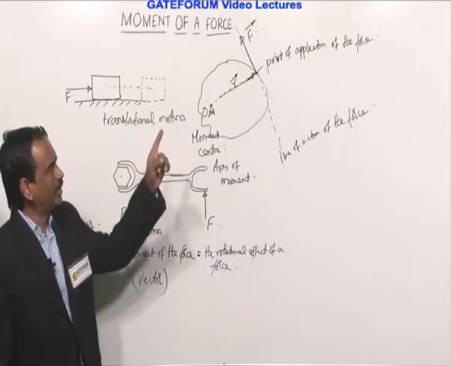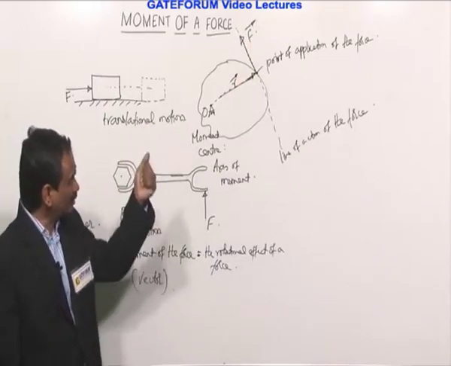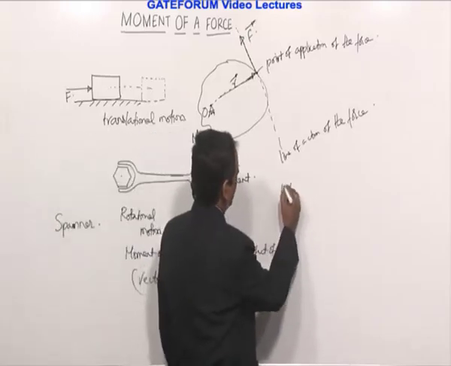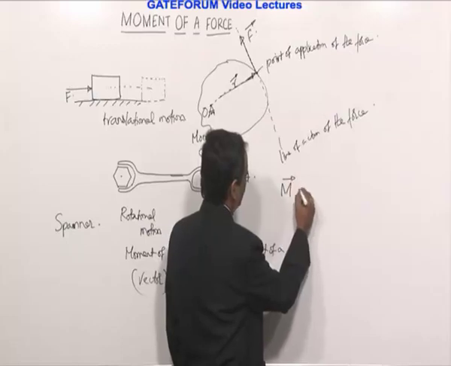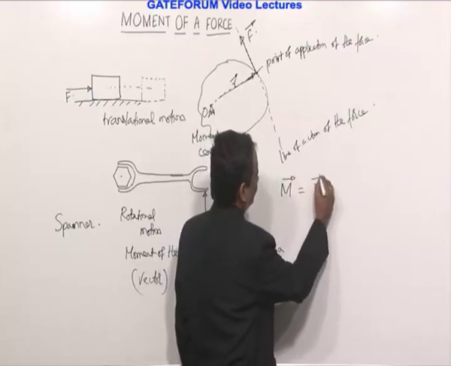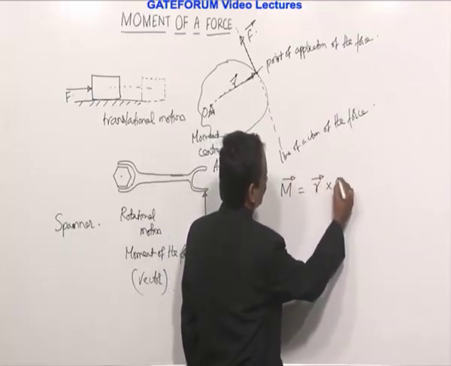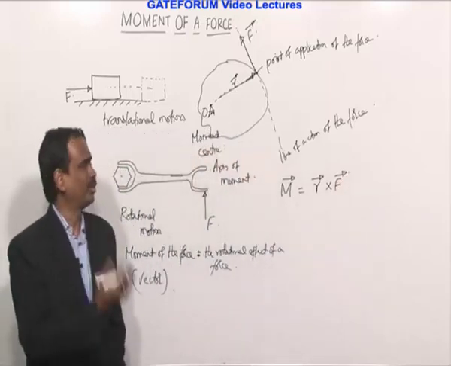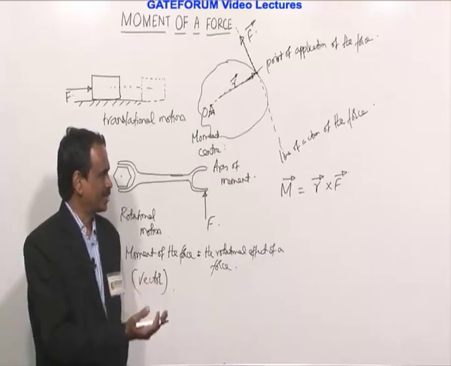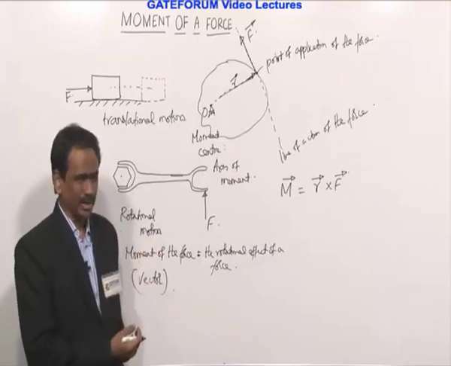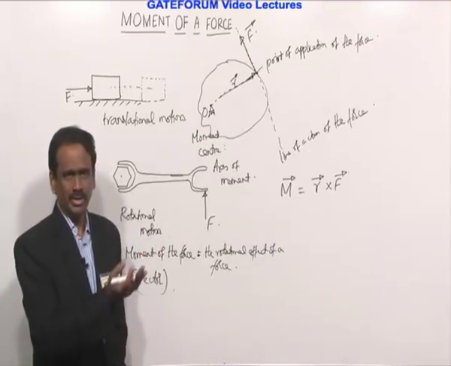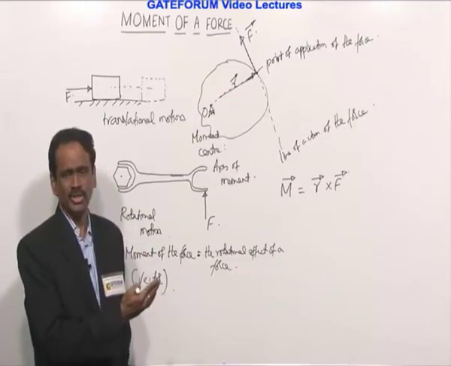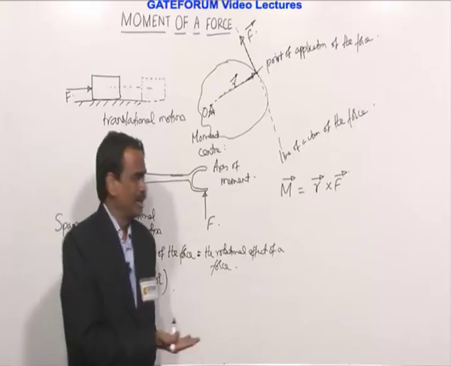Okay, R vector is nothing but the position vector of the point of application of the force. Then moment is defined as, moment is also a vector, and it will be equal to R vector cross F vector. If you try to recollect what you would have learned in maths at school level concerning vectors, there are two kinds of multiplication or products.